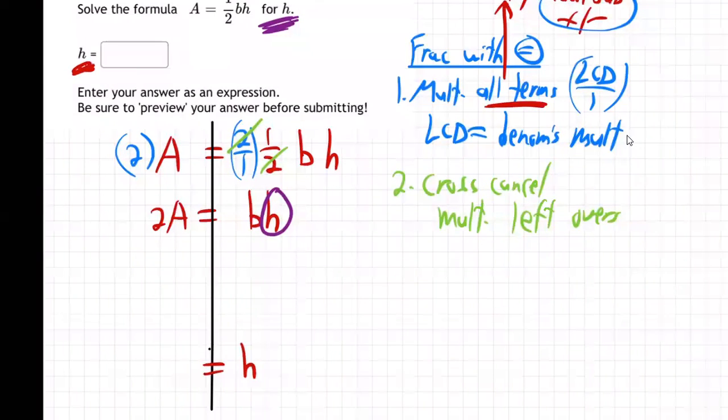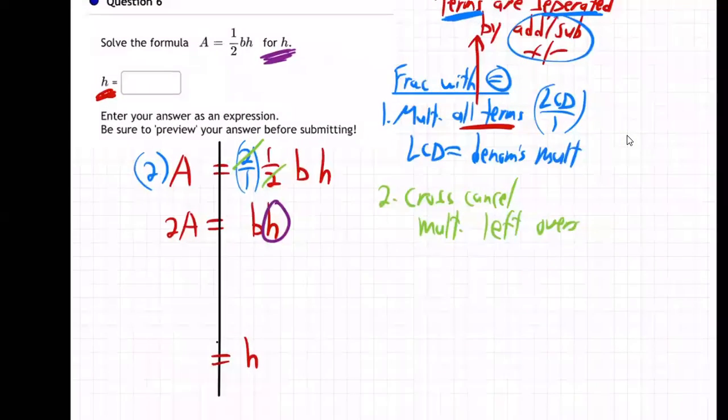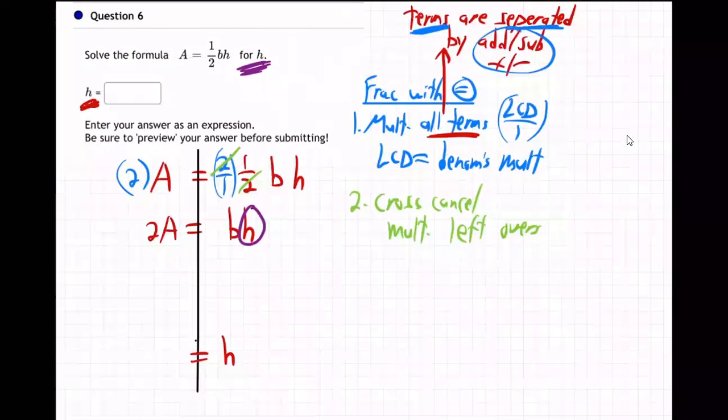See, I have H equals over here, right? That's what we're trying to get alone. So we got to get rid of that B, don't we? Well, how do you get rid of that B? Should I subtract B? No. That B is right next to H with no adding, subtracting in between, so it's multiplied. So the way to get rid of it is divide.